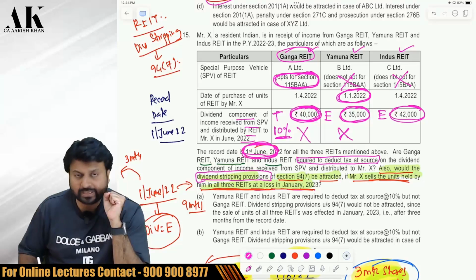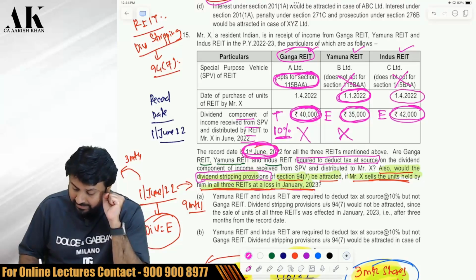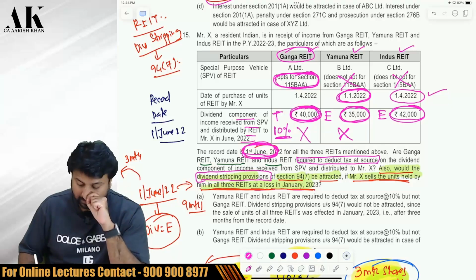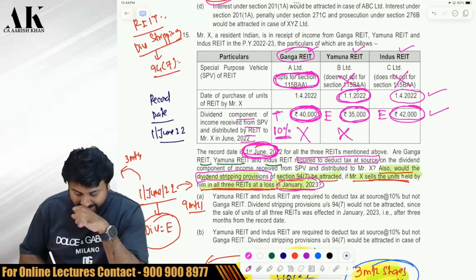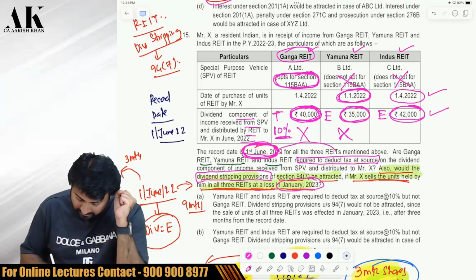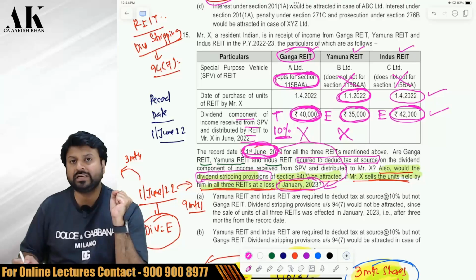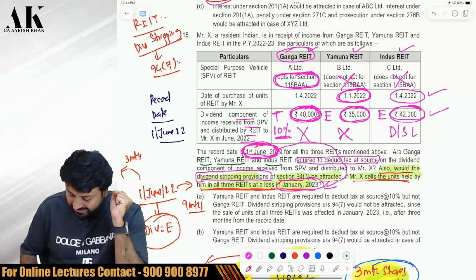Is dividend stripping applicable here? Yes. Dividend stripping is applicable here. Why? Because you are purchasing the units in the last 3 months. On the record date you are getting exempt dividend. And then you are selling within 9 months. Check. From the record date, from June to January, it is within 9 months. Therefore, dividend stripping is applicable here.